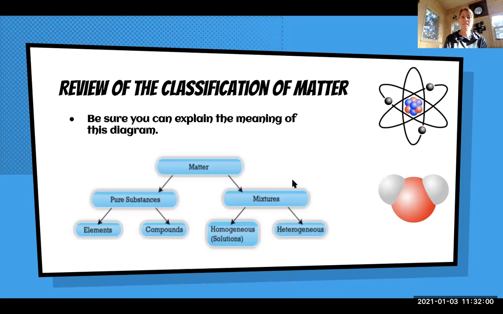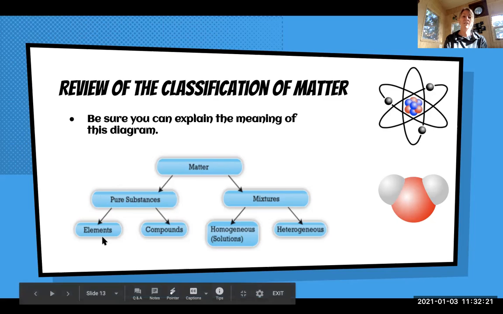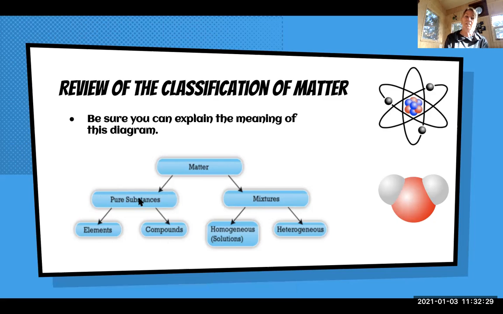All right, so a review of the classification. Matter, right? This is basically everything that we can see, right? And sometimes not see, like air. Made up of atoms. We have pure substances and mixtures. So pure substances basically have a definite chemical composition. And if they're all the same type of atom bonded to itself, it's an element. If there's different types of atoms bonded together, then it's a compound. Mixtures are different types of substances that are mixed together and they don't bond with one another. We can separate them back into their substances if we want to.